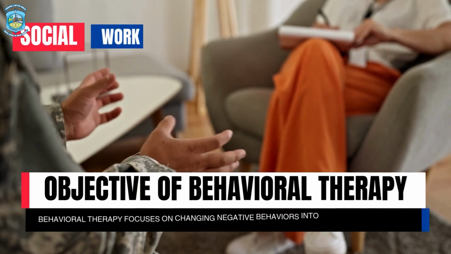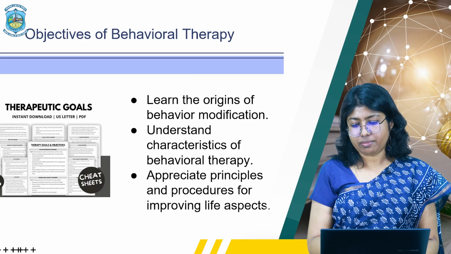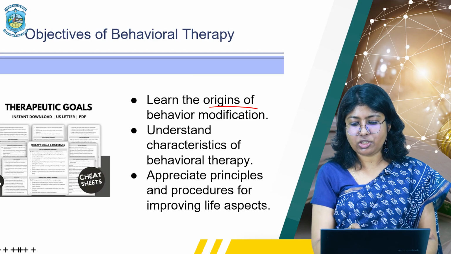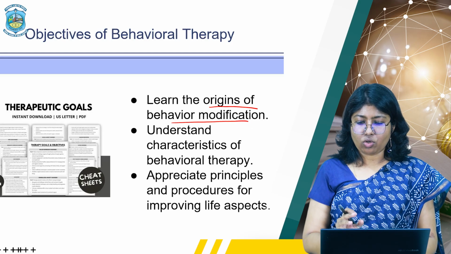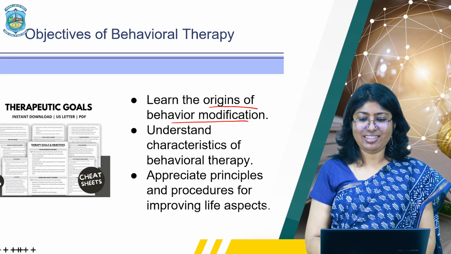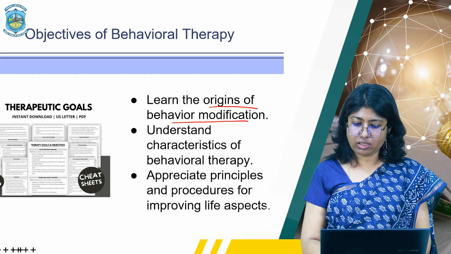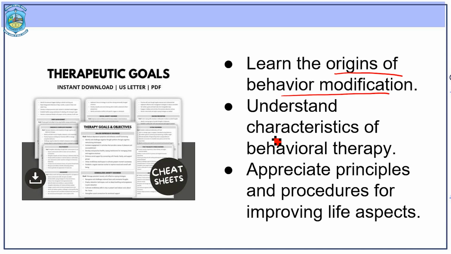So what are the objectives of behavioral therapy? Why is it done? It is done to understand the origin of behavior modification. With the origin of behavior modification, we can understand how the behavior of a person can be altered. With behavioral therapy, we are also trying to understand the characteristics of behavioral therapy. So what is essential as you try implementing behavior modification? And in behavior therapy, we also appreciate the principles and procedures for improving the various life aspects by demonstrating the behavior which is expected in the individual as the positive behavior.